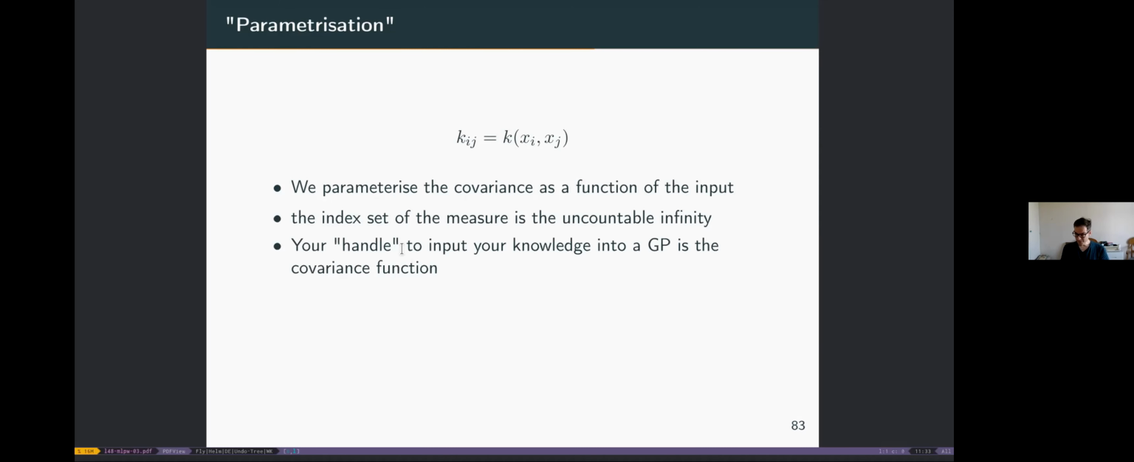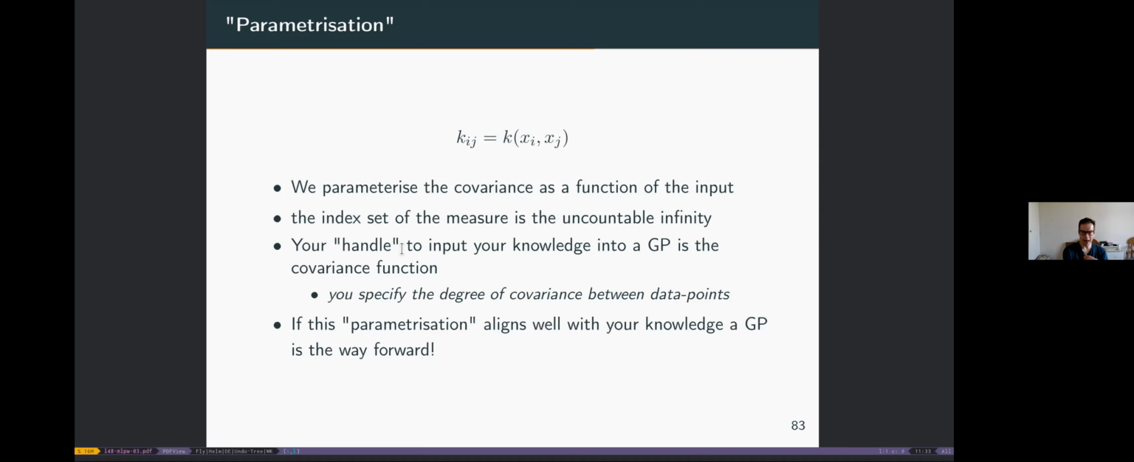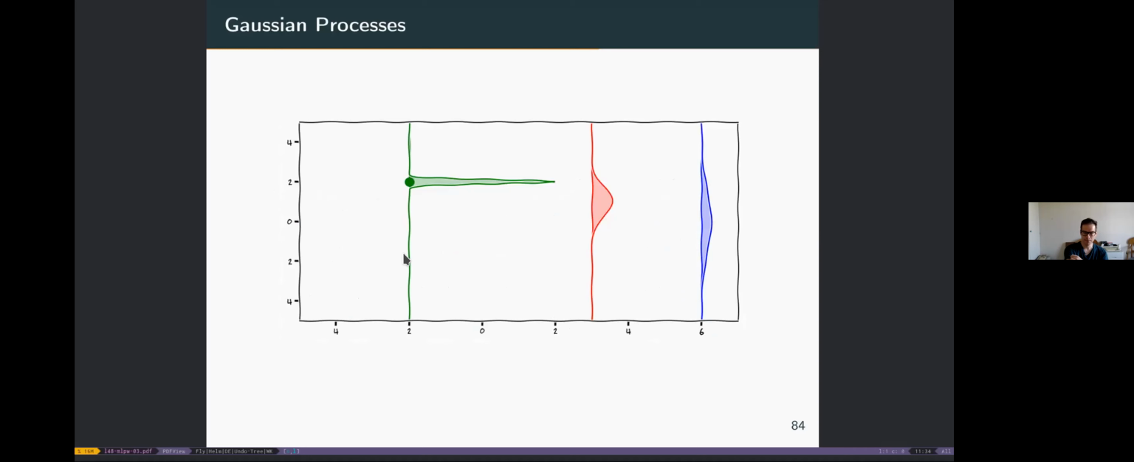This is effectively your handle to input knowledge into the system. If you have a problem where your knowledge is related in one way or the other, where you can say, well, actually, if I know this, that tells me this much about this, then a Gaussian process is a very, very good parameterization to input your knowledge into the system. So one thing that you can do, which is the thing that we've done so far, is that we parameterize smoothness.